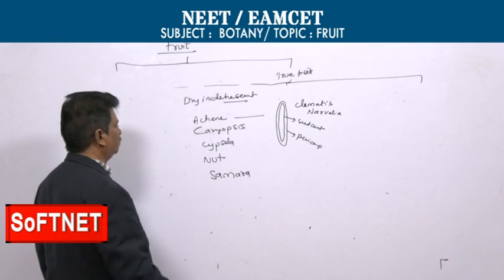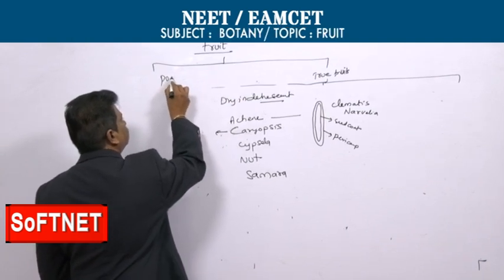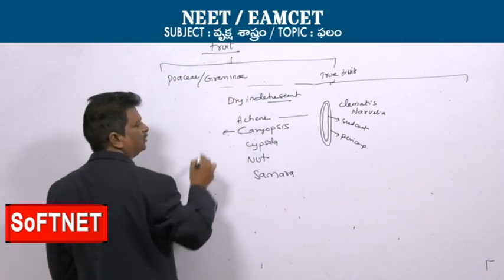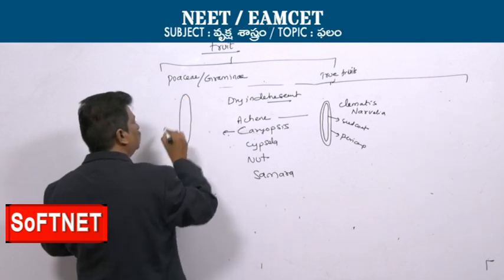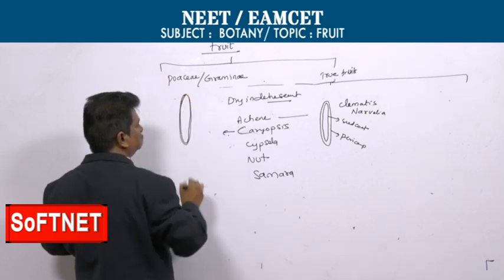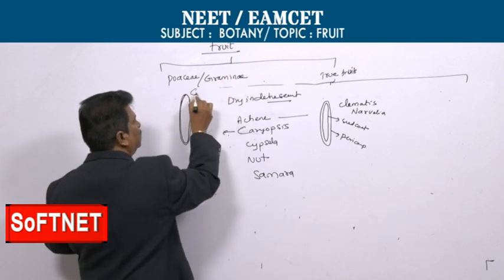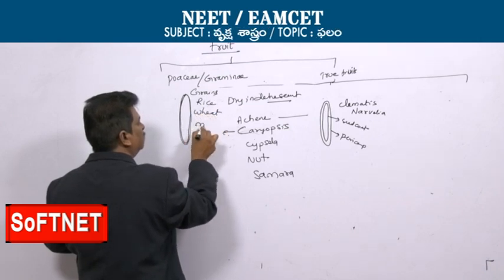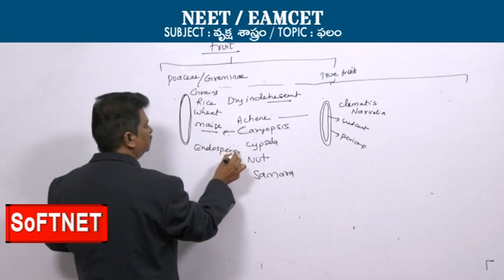Then second one, caryopsis fruit. Caryopsis is the characteristic fruit of Poaceae, old name Gramineae. In caryopsis, the fruit is developed from monocarpellary, unilocular ovary. But the point is, in this type the fruit wall and the seed coat are fused. Generally common in grains like rice, wheat, even maize. In this, the edible part is endosperm.